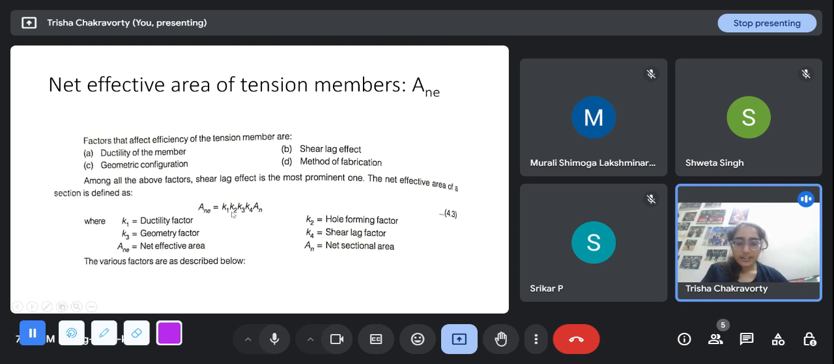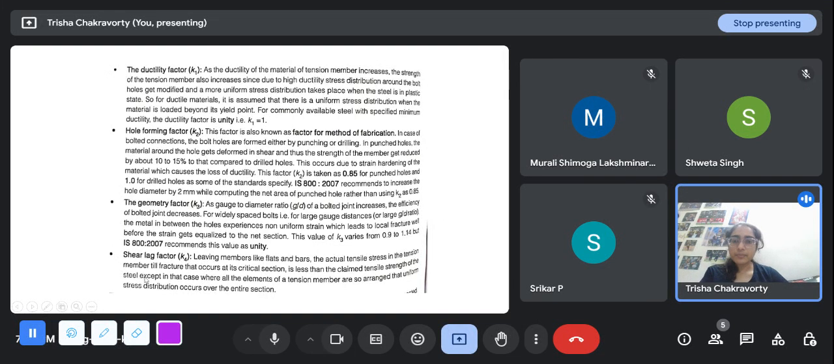K1 is the ductility factor, K2 is the hole forming factor, K3 is the geometric factor, and K4 is the shear lag factor. So the various factors are described as below. The ductility factor. As the ductility of the material of the tension member increases, the strength of the tension member also increases, since due to high ductility, stress distribution along the bolt holes gets modified, and a more uniform stress distribution is achieved. The structure can reach a stable state with a stress distribution when the steel is in plastic state.